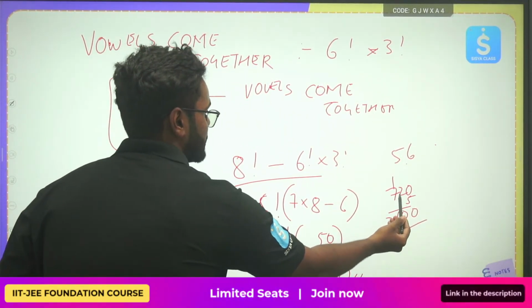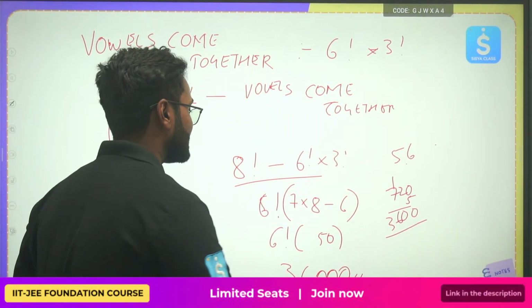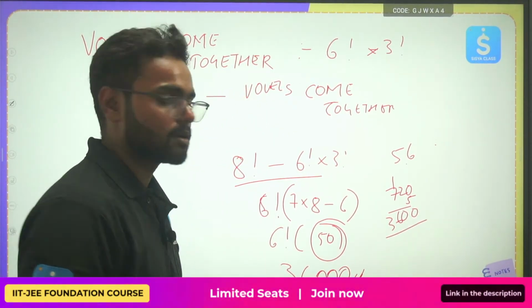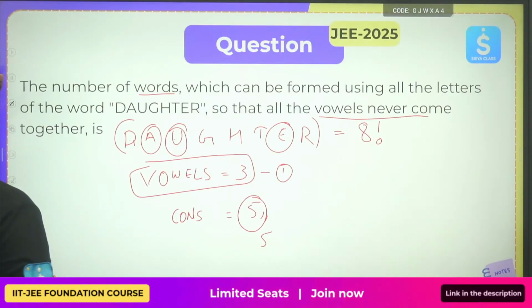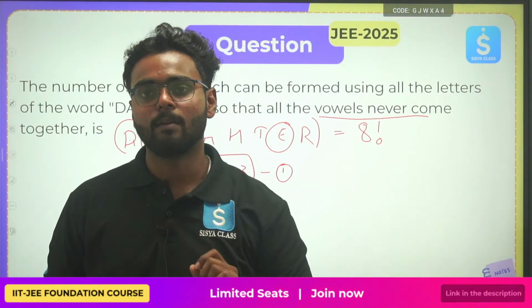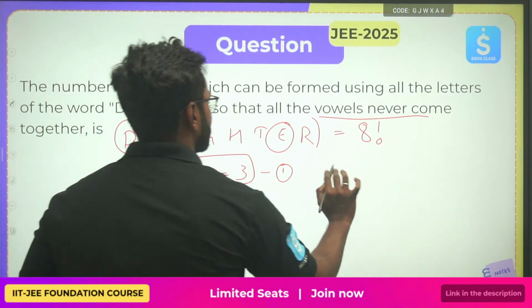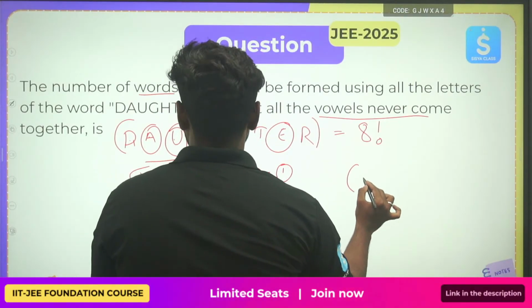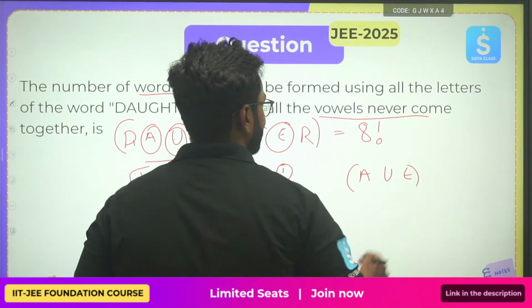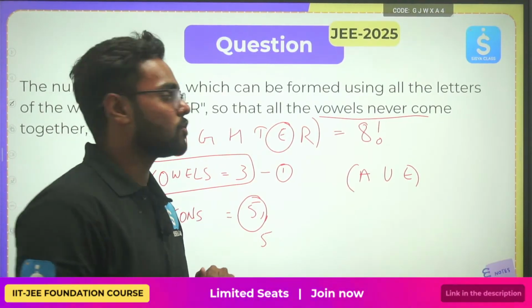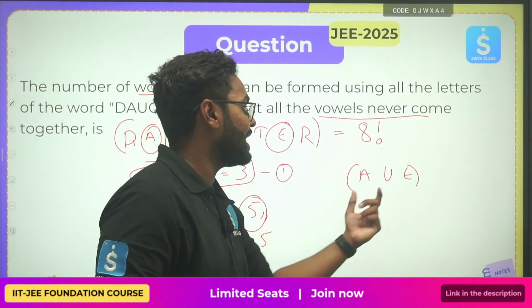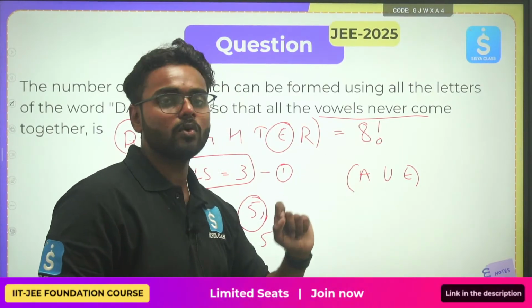The value of 6 factorial is 720, and if I multiply it by 50, we get 36,000. Got it, guys? First, we found the condition in which the vowels come together. See, I haven't done anything. The vowels are 3: A, U and E. They can be arranged in 3 factorial ways: AUE, AEU, UAE, UEA, EAU and EUA.